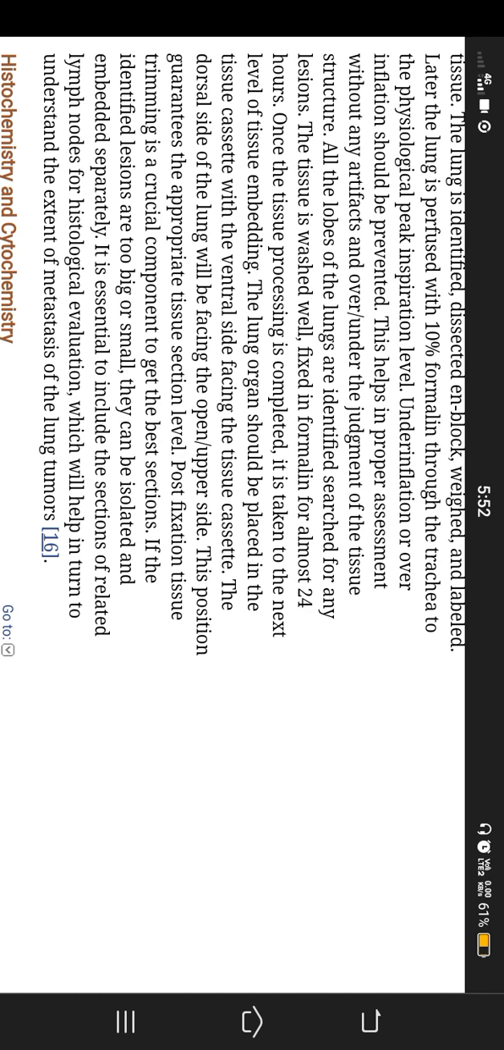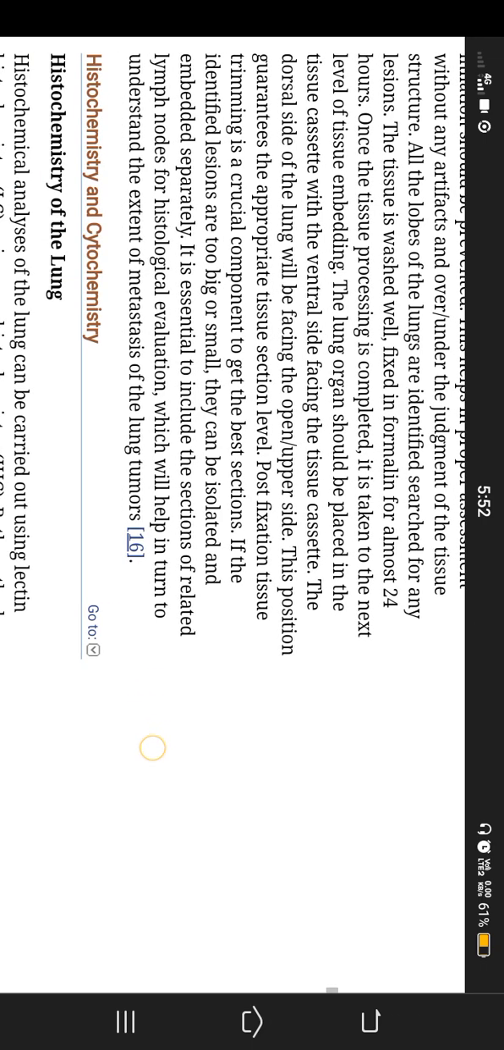If the identified lesion is too big or small, they can be isolated and embedded separately. It is essential to include the lesions of related lymph nodes for histological evaluation, which will in turn help to understand the extent of metastasis of the lung tumor.